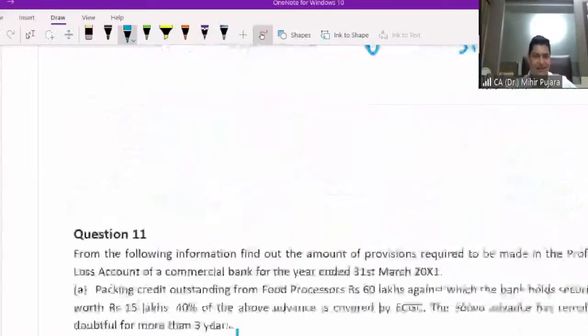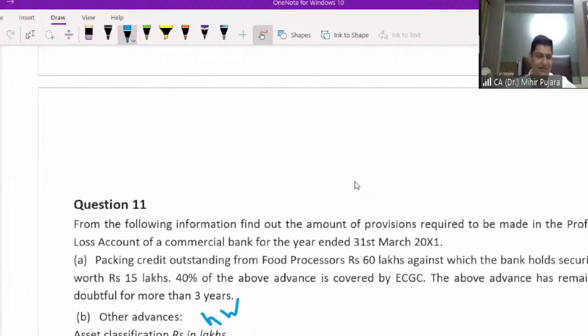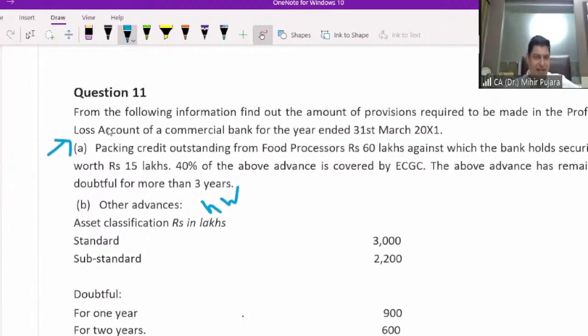Okay, guys. Can we start the question now? Let's start with a small question, very small question, 11A. B is homework, guys. Very small question. Please read the question and start it. Only 11A.